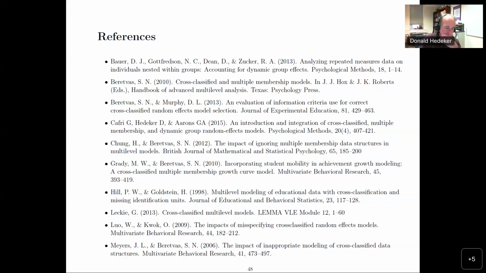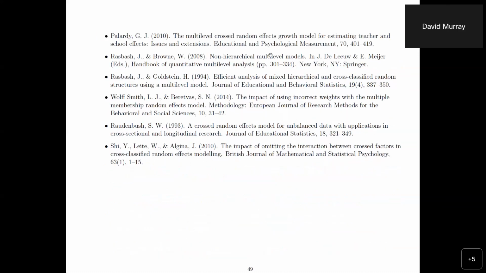And would you make similar comments about multiple membership and dynamic group structures? So if they exist and you ignore it, can you get into difficulty, or are you just hurting yourself in terms of power? Yeah, there was a paper there. Let me see if I can get to it. Yeah, here, this one here: the impact of using incorrect weights with the multi-membership random effect models. So there they did a similar sort of simulation study.